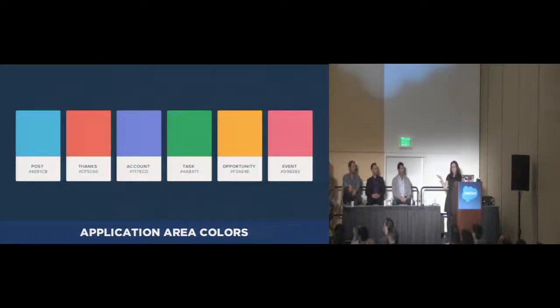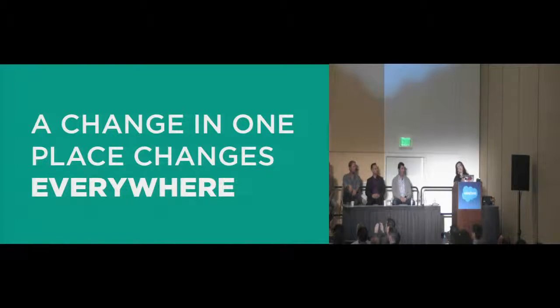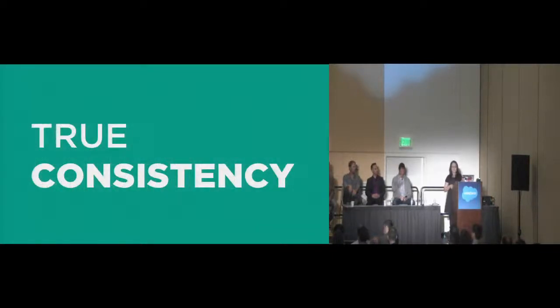So like the colors, and you know how we were talking about using Theo to document all those colors, and it propagates throughout the entire system. That's including the style guide as well. So a change in one place changes everywhere. And it allows us to have truer consistency.